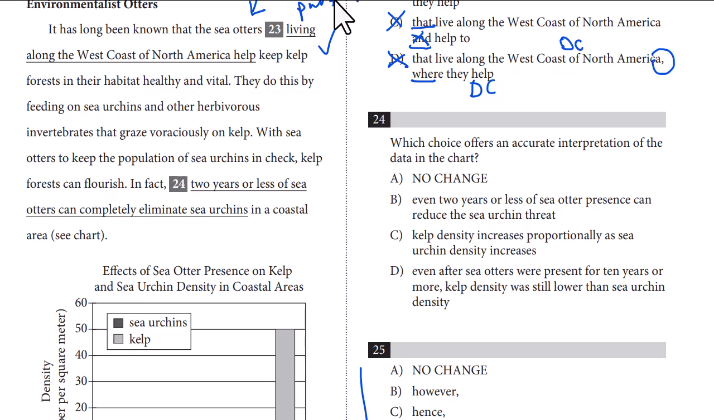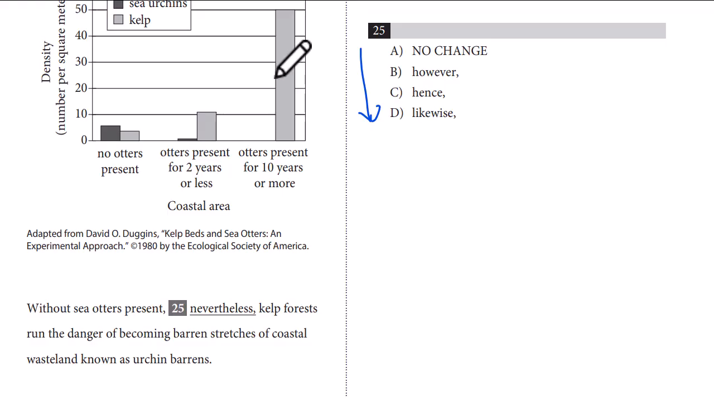In fact, 2 years or less of sea otters can completely eliminate the sea urchins in a coastal area, so it's getting rid of these, I guess, bad sea urchins. Without sea otters present, kelp forests run the danger of becoming barren stretches of coastal wasteland known as urchin barrens, because the urchins take over and eat all the kelp, leaving only urchins. So that's what's going on conceptually here.